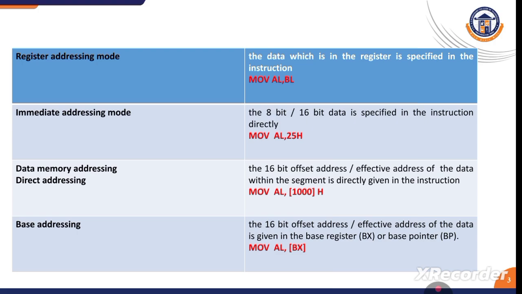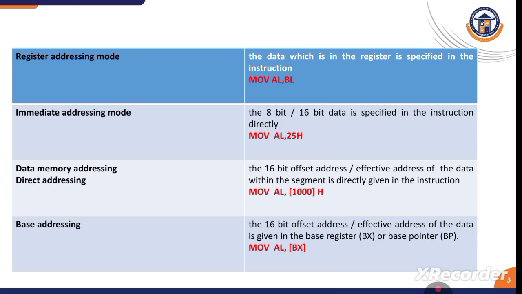Coming to the first, register addressing mode. Here the data which is in the register is specified in the instruction, which is called register addressing mode. See the example, MOV AL, BL. Next, immediate addressing mode. The 8-bit or 16-bit data is specified in the instruction directly. Here, MOV AL, 25H. This data is specified in the instruction to AL directly.